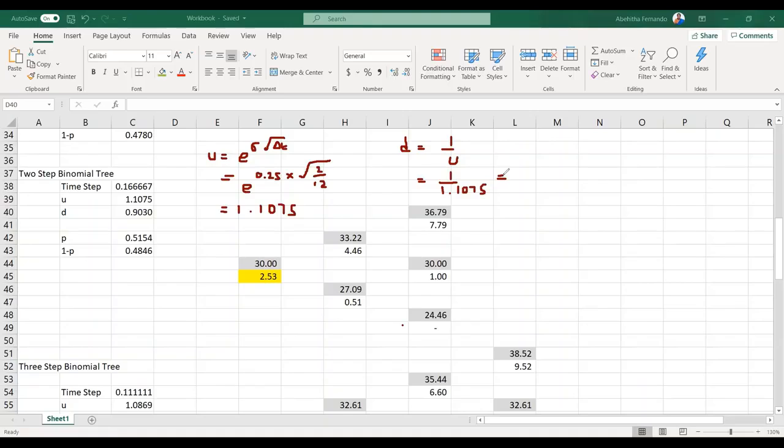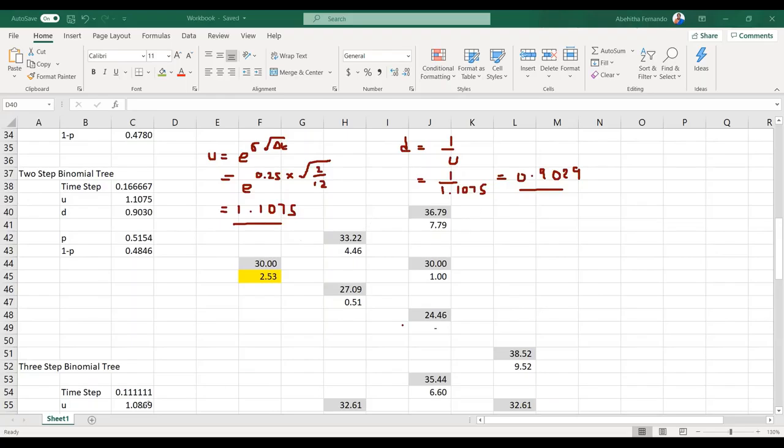So the value of d, you should get 0.9029 based on this, right? In this manner, you should get 0.9029. The exact answer would be around 0.9030. So there's a slight difference based on rounding off errors. And once you identify u and d, you can develop your binomial tree.